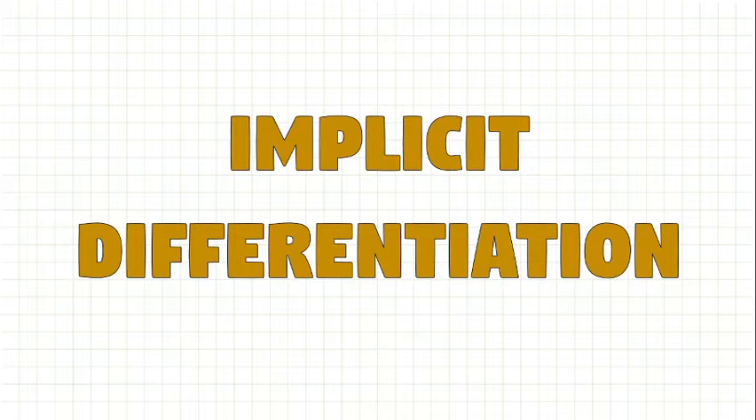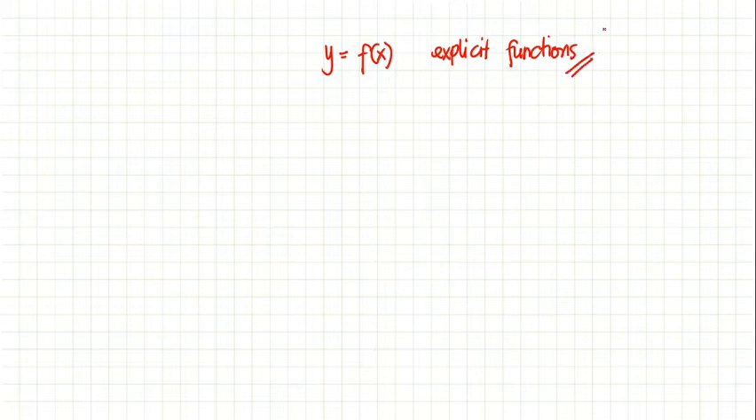Now, in our previous lessons, we have learned how to differentiate functions that are written explicitly. When we say explicitly written, those are functions of the form y equal to f of x. So we have y in terms of x's. Those are what we call explicit functions, so functions that are written explicitly.